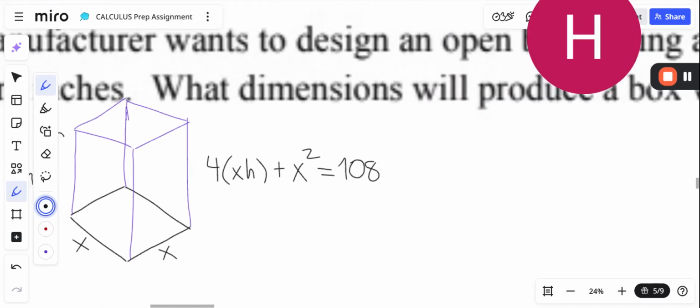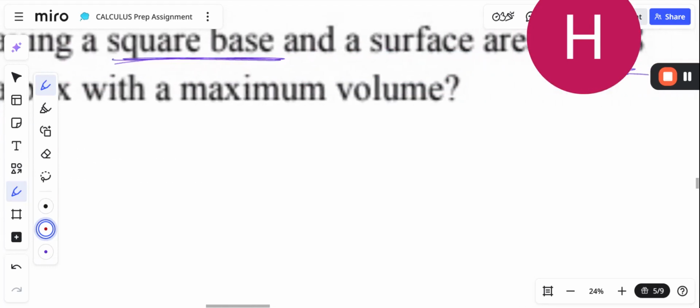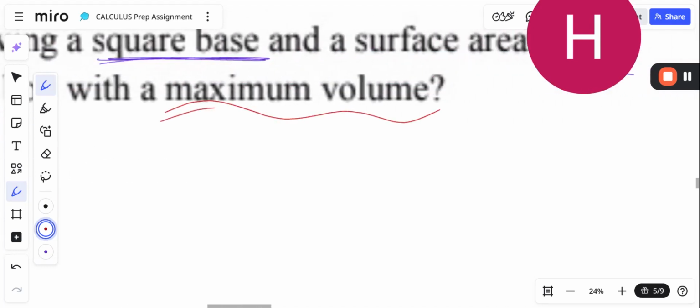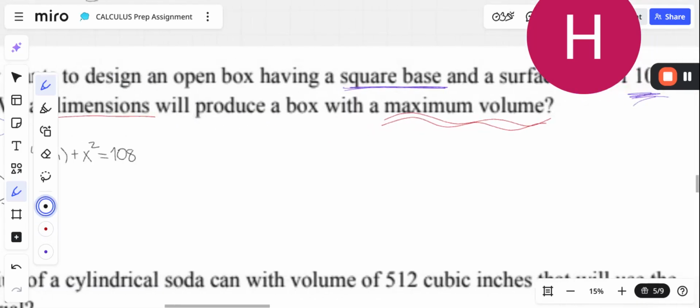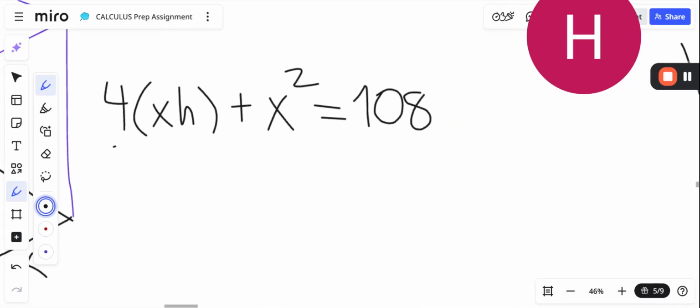Now let's read the question. What dimensions, meaning the length of the side of the base and the height, will produce a box with a maximum volume? So we want to maximize the volume given the limited amount of surface area that we have here. You're going to have to get used to doing this in calculus. We can use this constraint to isolate one of the variables, in this case h. Let's solve for h.